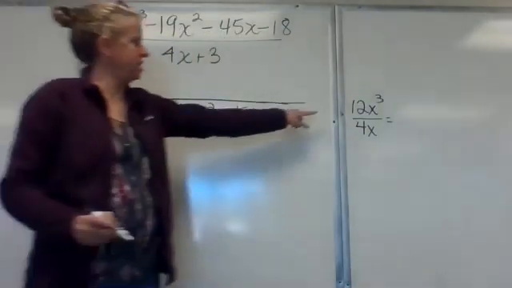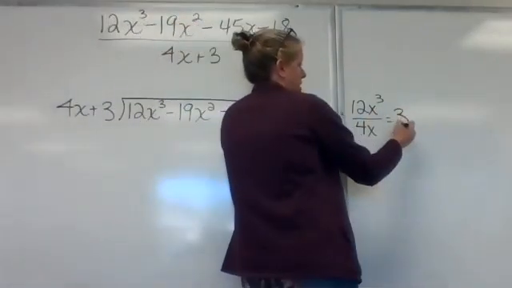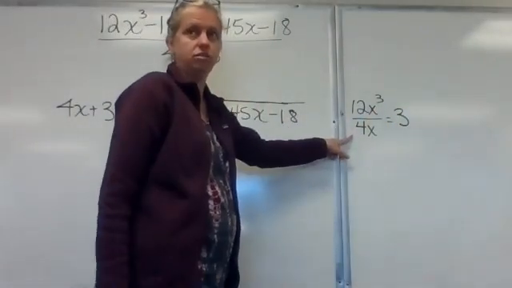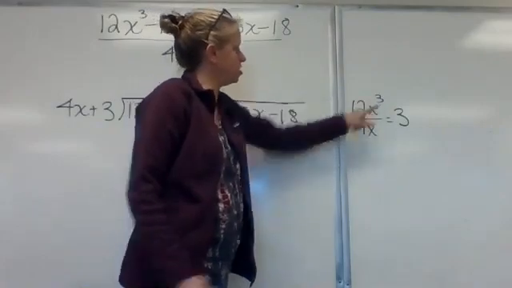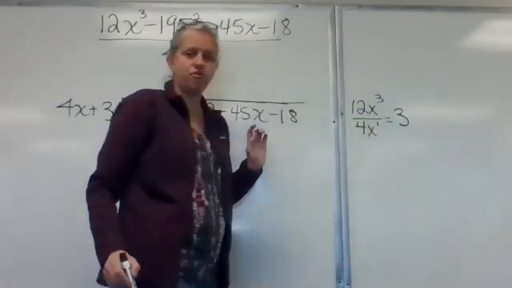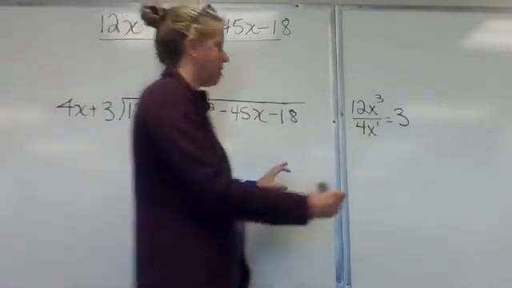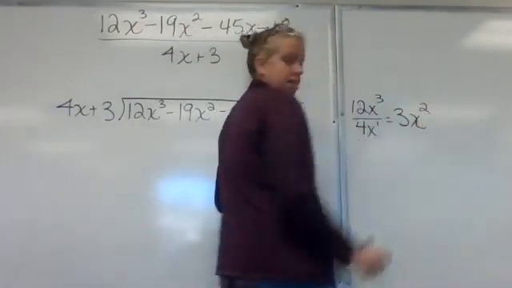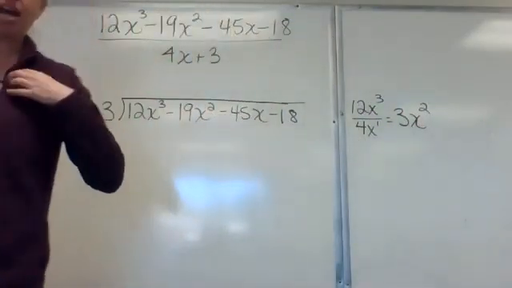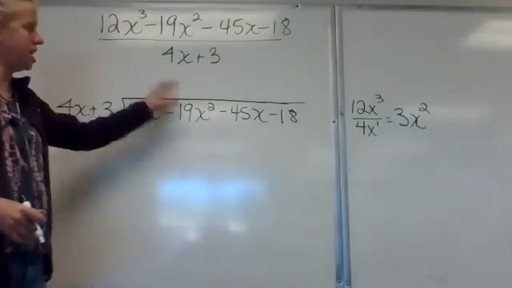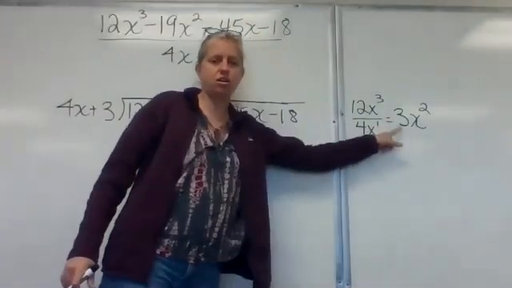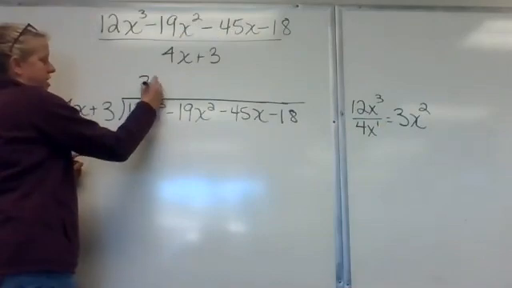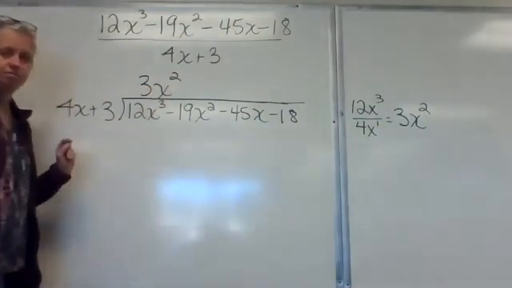And then simplifying it. Let's see, 12 over 4 gives me 3. X to the third over x to the first. If you subtract those exponents, you're going to get x to the second. So that's going to be the first thing that comes up here. Whatever you get right here is what you're going to put here. So 3x to the second.